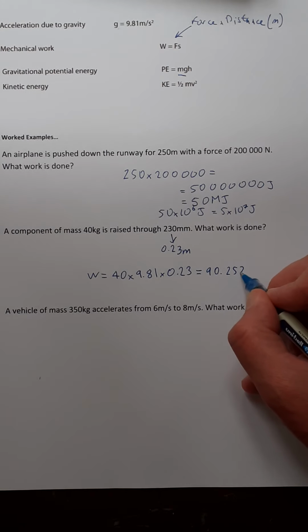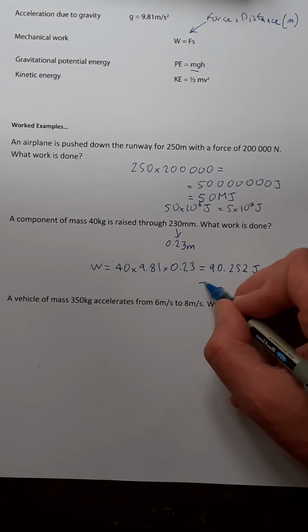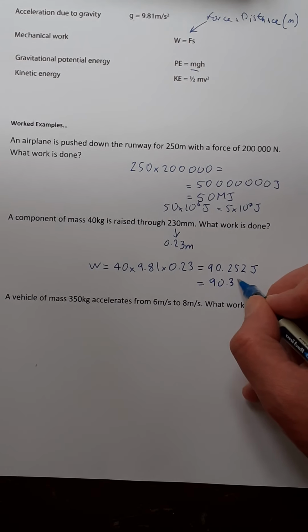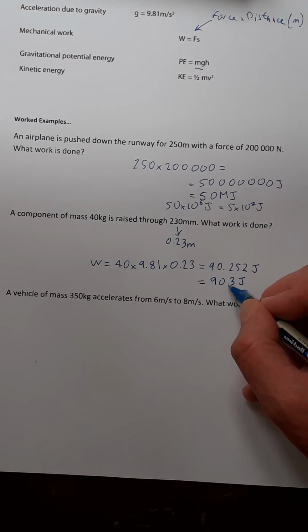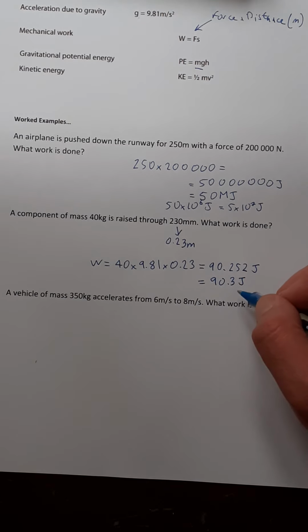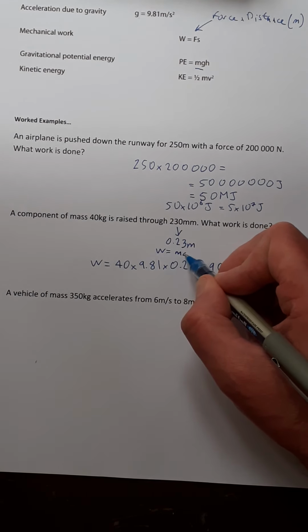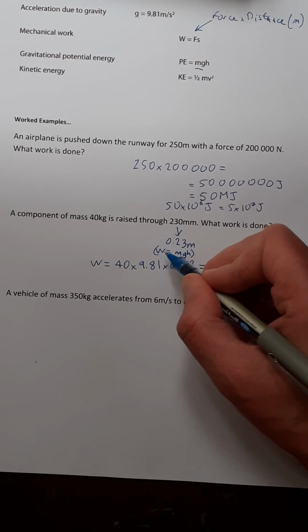90.252 joules. And what tripped some of you up last week was not rounding that to three significant figures. 2 or 3 significant figures are usually acceptable in the mark scheme, but I'm going to say always go for 3 significant figures, 90.3 joules there. Okay, so that's an example where we said that W equals mgh.